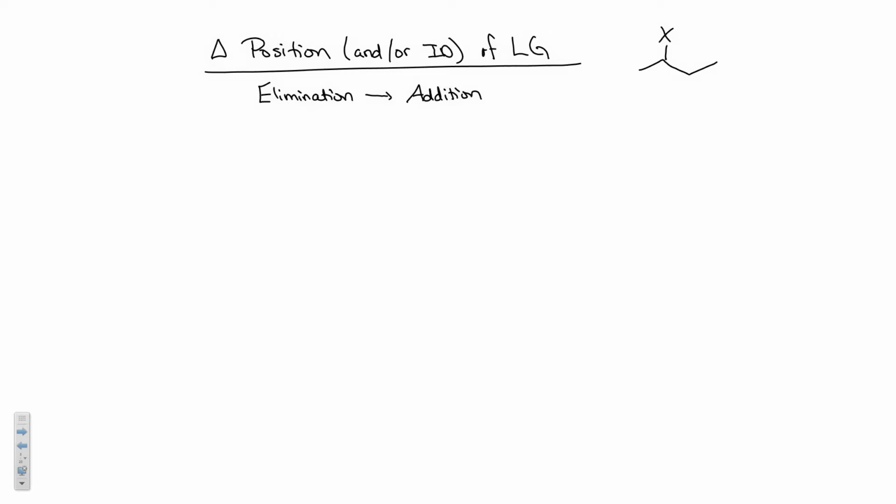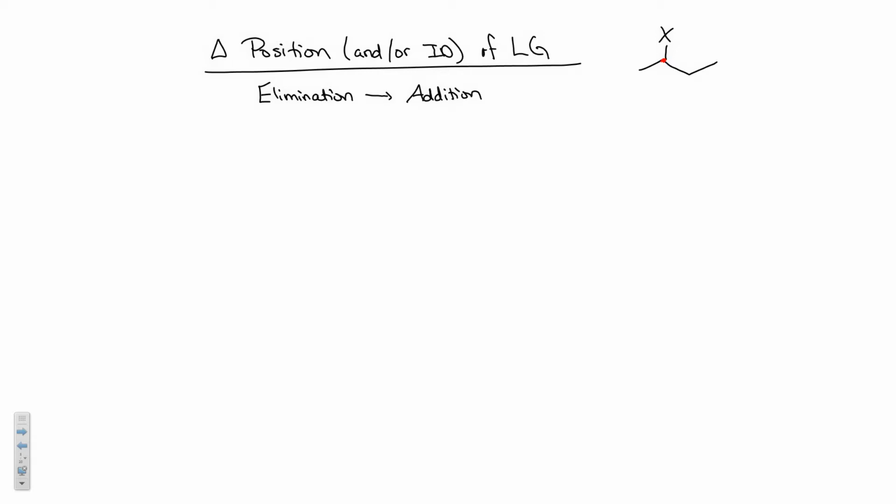So if my leaving group is here on carbon 2, a substitution would be swapping my functional group on carbon 2. But that's not what I'm doing. I'm moving the functional group from carbon 2 to carbon 1 or carbon 3. So it's relocating. In order to do that, you have to take it off and form a double bond and then do an addition reaction across that double bond. So it's 2 steps.